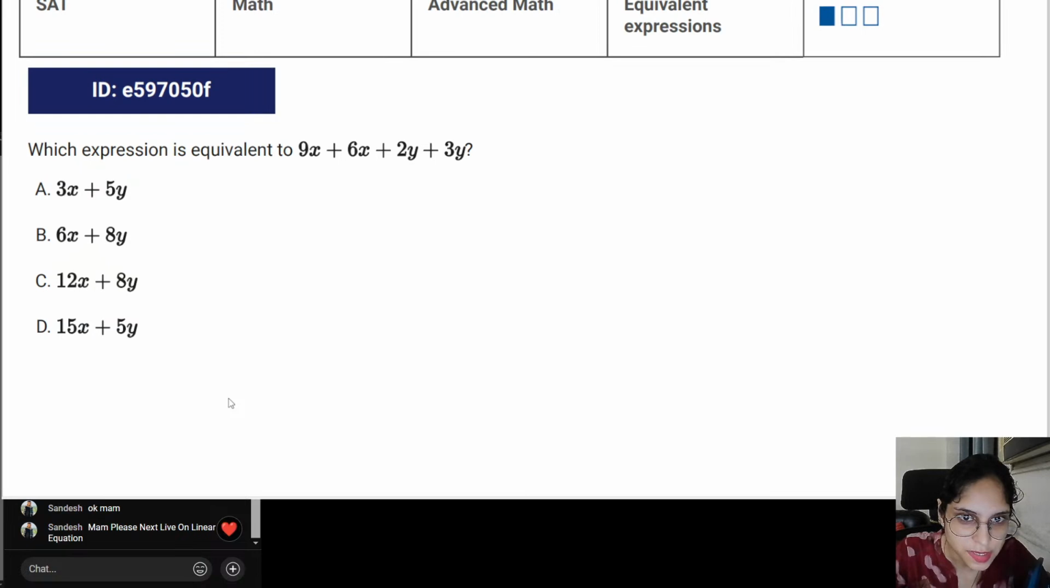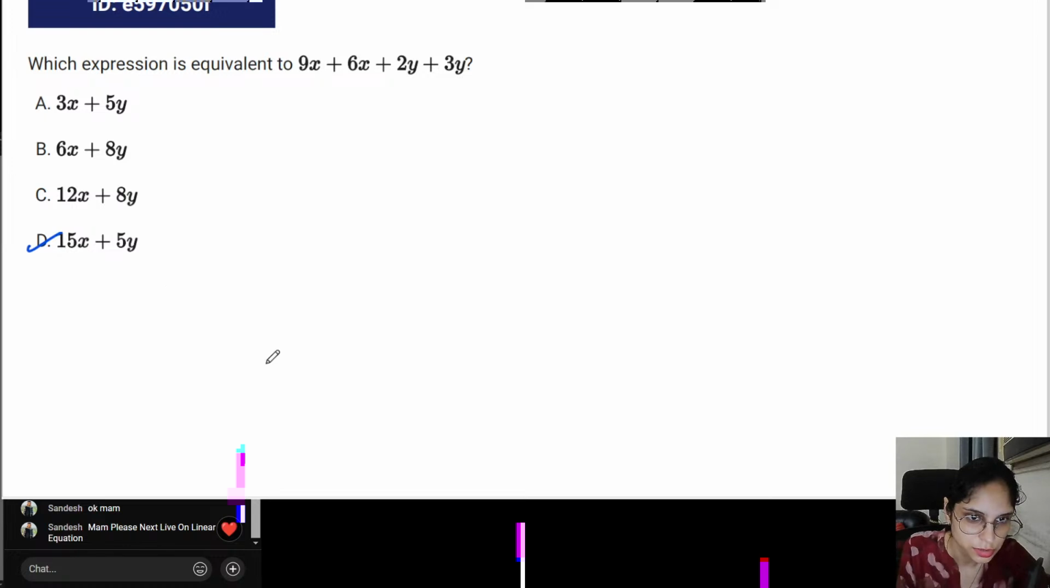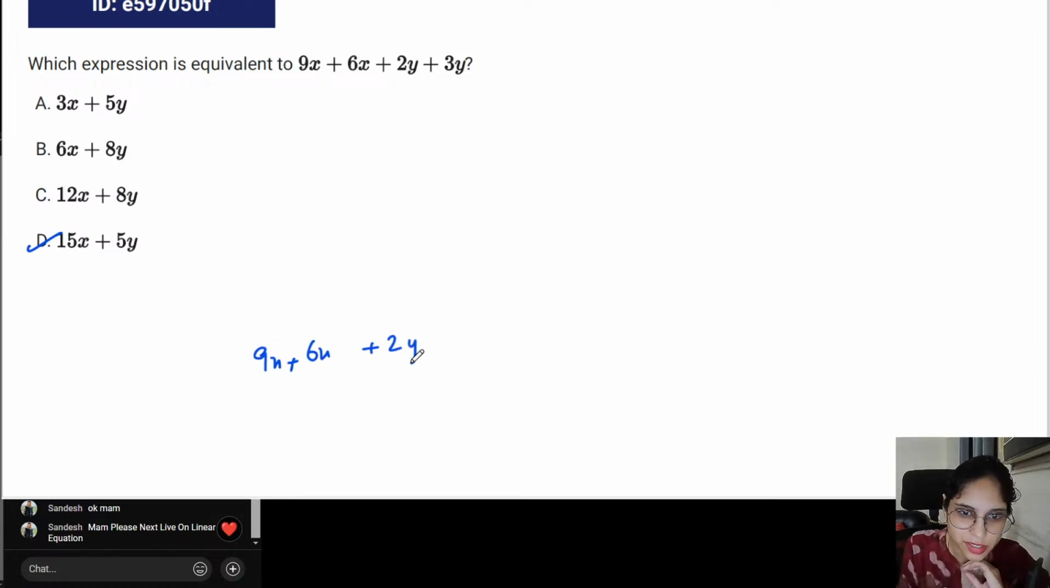So 9x plus 6x, 2y plus 3y. We have x: 9 are there, 6 are there, total 15. 2y plus 3y is 5y. So 15x plus 5y. Again, you're combining the like terms. All are the same kind of questions. They are all polynomials. You have to combine the like terms, add them or subtract them. 2 plus 3 is 5. 9 plus 6 is 15.